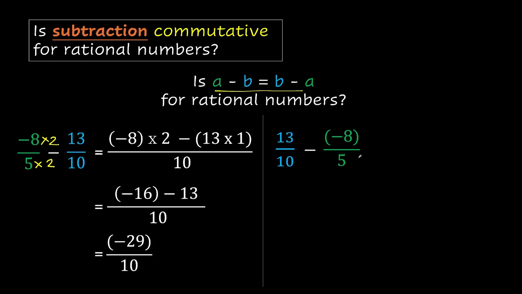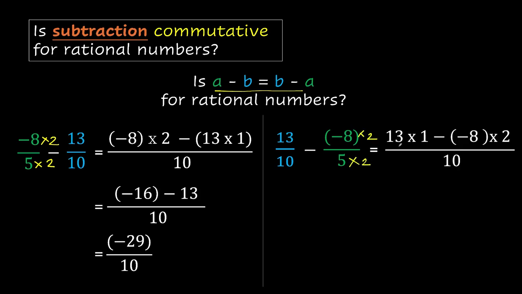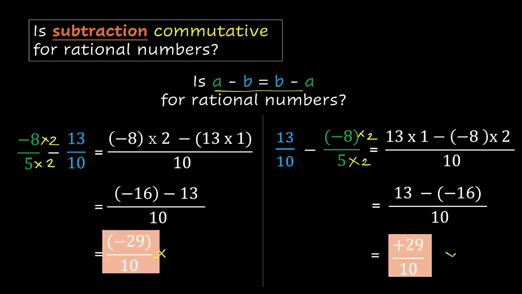And let's see this side. The LCM is 10 again. And this would be 5 times 2 and minus 8 times 2. And that is going to give you 13 times 1 minus 8 times 2 by 10. That would be 13 minus 16 by 10. That would be 13 plus 16 by 10, which will be plus 29 by 10. The exact opposite answer. So these two are not the same. So this means subtraction is not commutative for rational numbers.